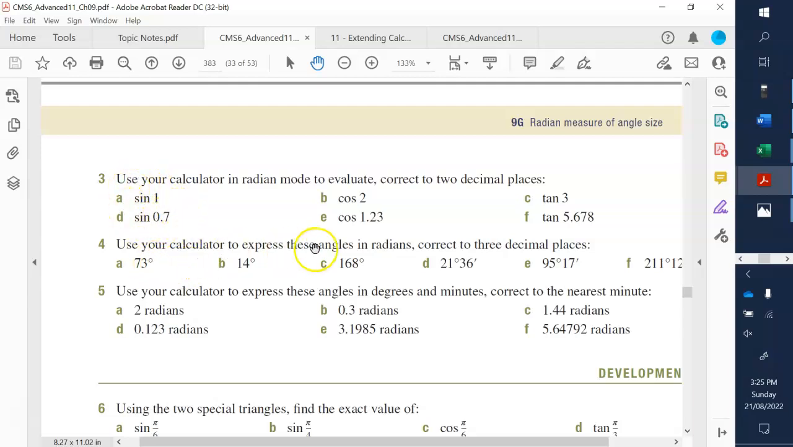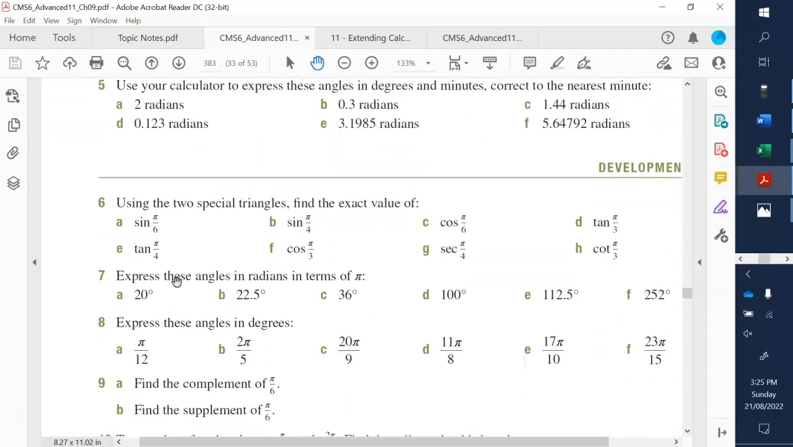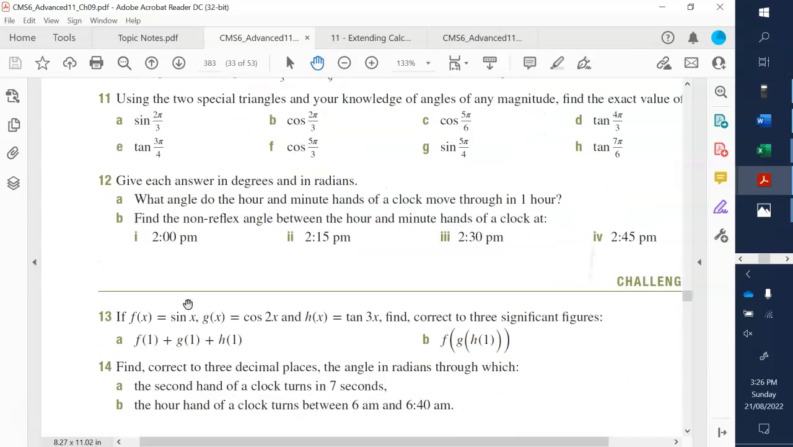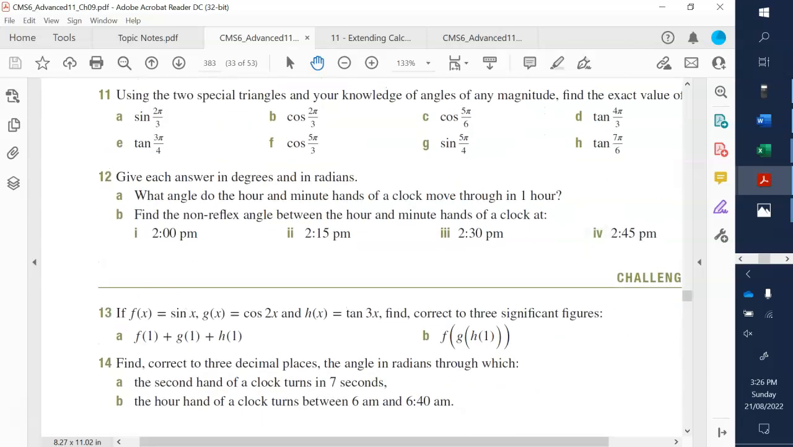Use your calculator to express these angles in radians. I would prefer if you can do that algebraically by multiplying by pi on 180. I would prefer that. Then I want you to go down and using your special triangles, work out these solutions here. I don't really need you to do 13 and 14. Up to 12 is enough.